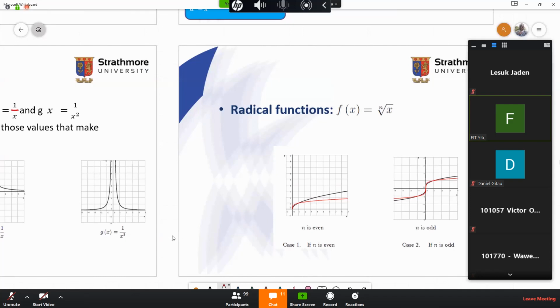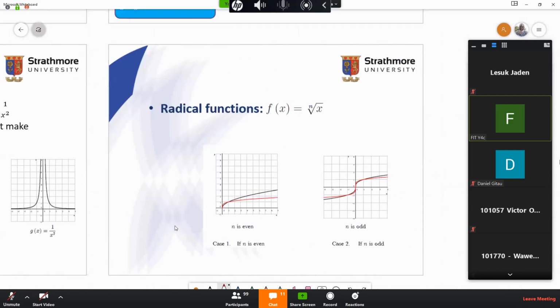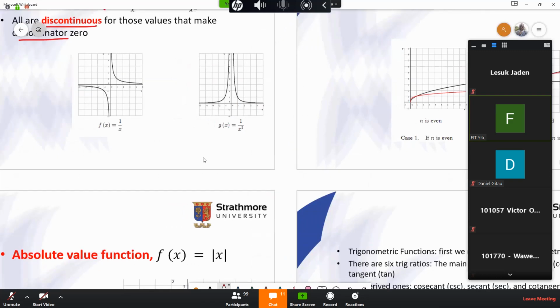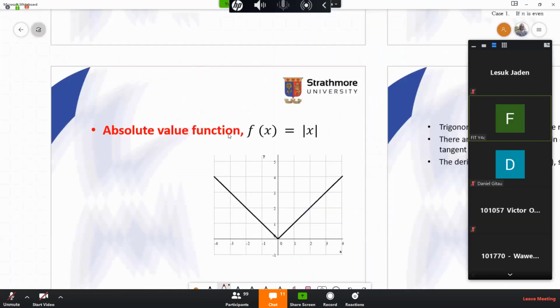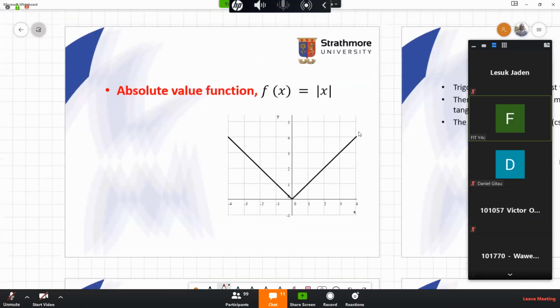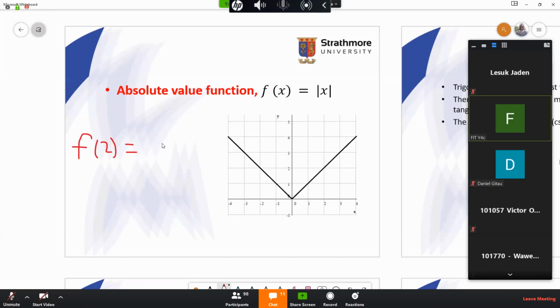Radical functions again here, and different types of functions. The absolute value function, look at the shape of this curve. So the shape is actually very important. For example, if I say find f of 2, when x is 2, this function just says absolute 2, which is actually equal to 2.